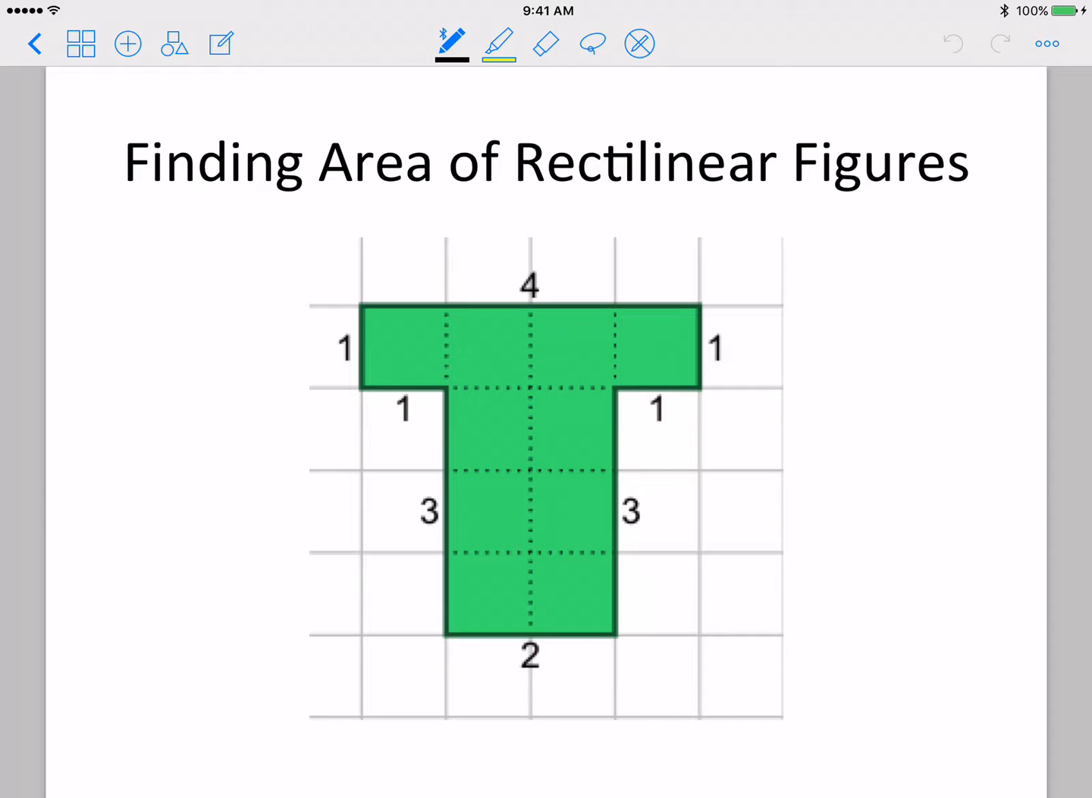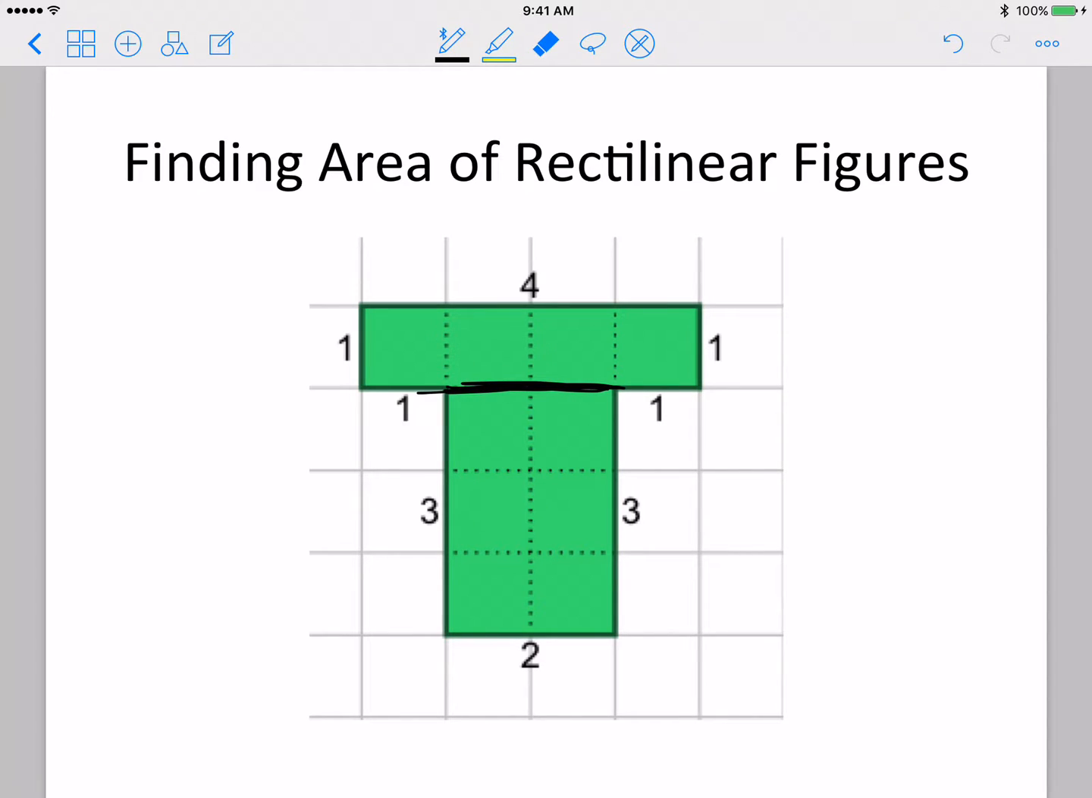Now we're going to find the area of some rectilinear figures. Rectilinear figures are just rectangles, two or more rectangles placed together. At times they can be a little bit tricky, but I'm going to show us some strategies that we can use to help find the area of these. To begin, what we want to do is divide or partition our rectangles into smaller rectangles that we can imagine or that are separated.